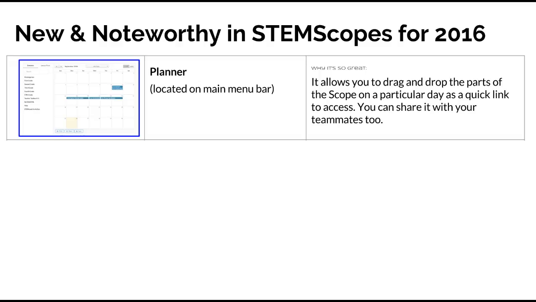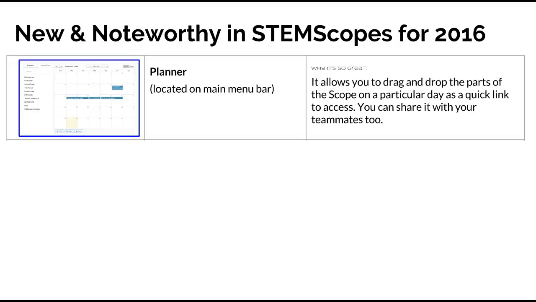So let's go ahead and start off with just a couple of new and noteworthy pieces in STEM Scopes. These were added in 2016 or modified in 2016, so I just want to draw these to your attention. The first one is really more for teacher use and logistics, but it'll save you some time, which I think we're all interested in, and it's called the Planner. You'll see it located on the main menu bar when you open up STEM Scopes.